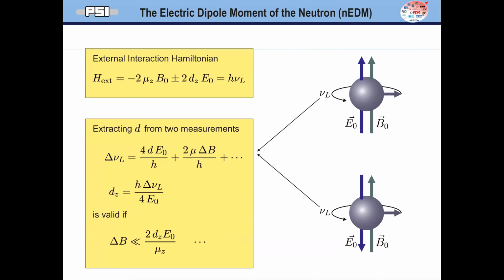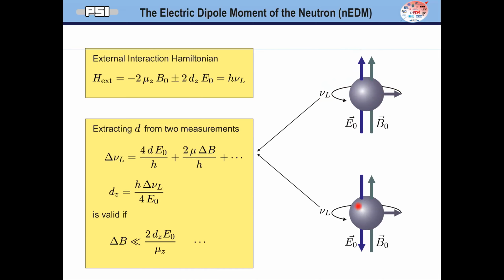And for the purpose of this introduction, all you need to know is that the Larmor precession frequency depends on the magnetic field because the neutron has a known magnetic moment. And if there is an electric field, then it also depends on the electric dipole moment. So there's a magnetic dipole moment, which leads to precessing neutrons. And if there is an electric dipole moment, then also the electric field would contribute to the frequency with which the neutrons precess around the magnetic field.